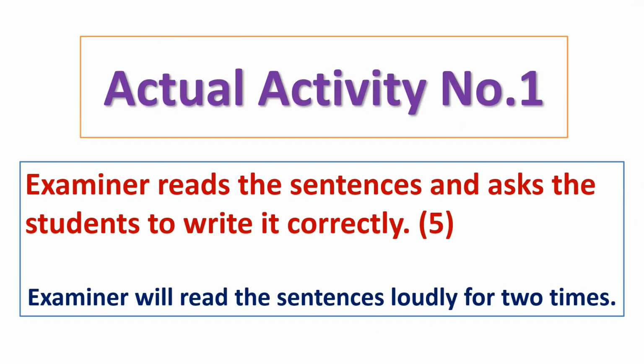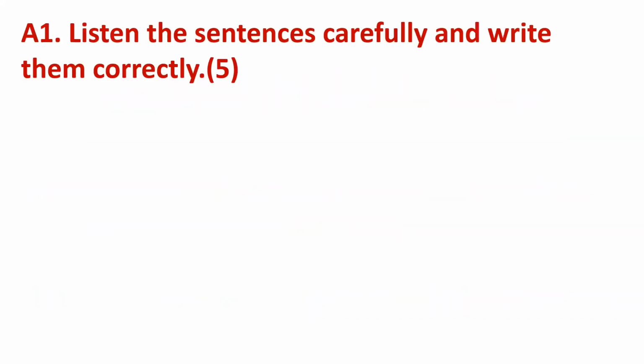Actual activity number 1. Examiner reads the sentences and asks the students to write it correctly on the given page. Examiner will read the sentences loudly for 2 times. Listen the sentences carefully and write them correctly for 5 marks. Now here, the examiner will choose 5 sentences.